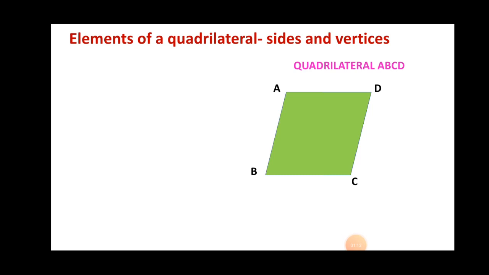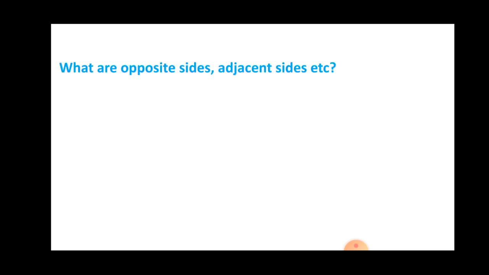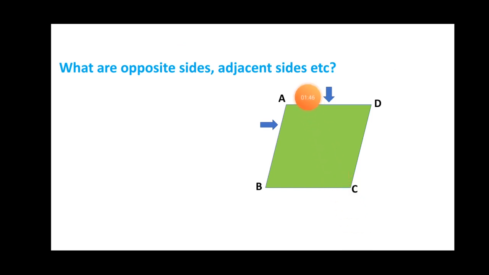Next, we also saw that a quadrilateral has 4 angles, that are angle A, angle B, angle C and angle D. Now, you must be hearing terms like opposite sides, adjacent sides, etc. What are these? Let us see. This is quadrilateral ABCD. Now, if we see, this is side AB and this is side AD. The side AB and side AD have a common endpoint at vertex A.